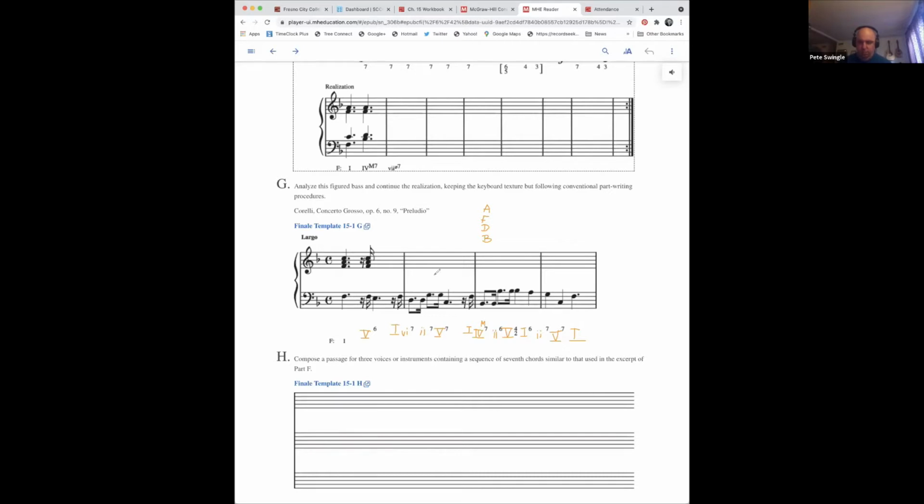Now you just need to go and score it. Keep this bass only thing going on in the bass clef, and 3 parts going on in the treble clef. Okay? Questions on that one?